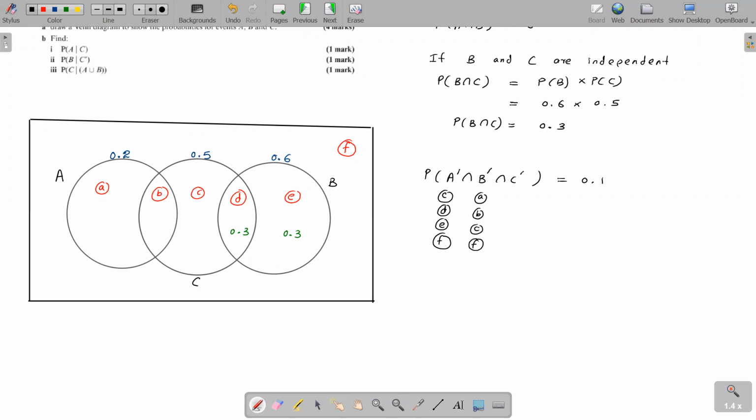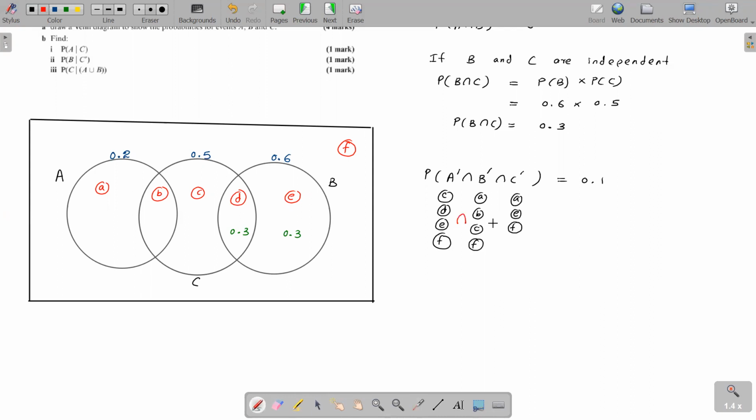All right. And then C dash. C means the regions inside circle C. Inside circle C, there are three regions: B, C, and D. Outside of circle C, I have A, E, and F. Right? I hope this is clear with everyone.